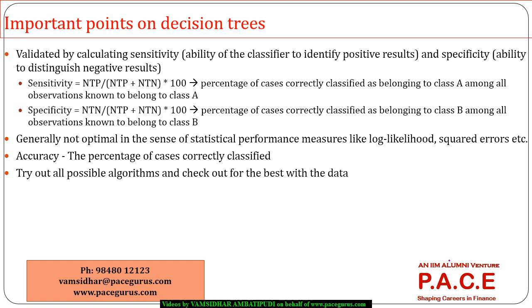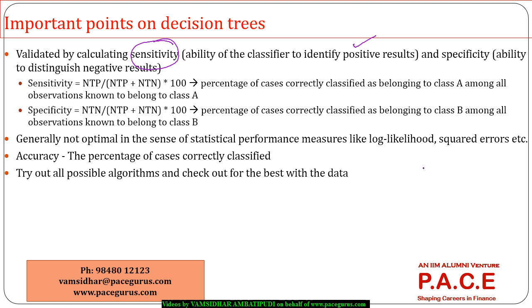A few important points that we really need to understand when we look at decision trees is, whenever we are trying to validate the decision tree, how good it is, we look at two important calculations. One being the sensitivity: to what extent it is able to identify the positive result.